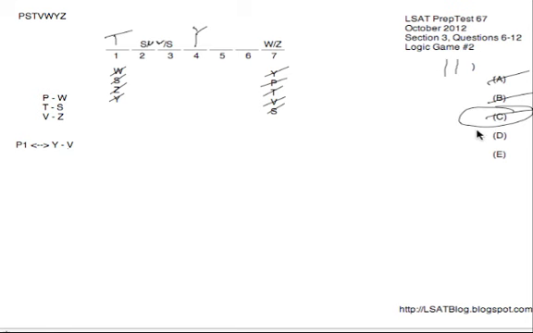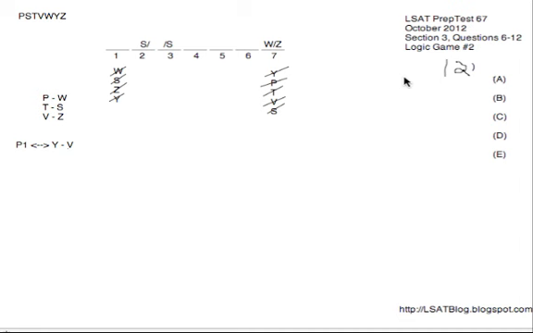Now, I'll go through choices D and E as well, though. W on 7. Not necessarily. It's either W or Z on 7. W could actually be earlier, so D is gone. And then Z no earlier than 6. No, Z could be later, could be on 7, so E is gone as well, leaving C.